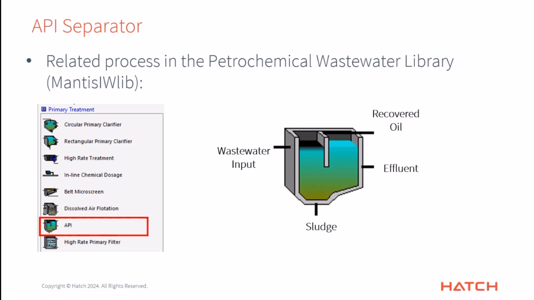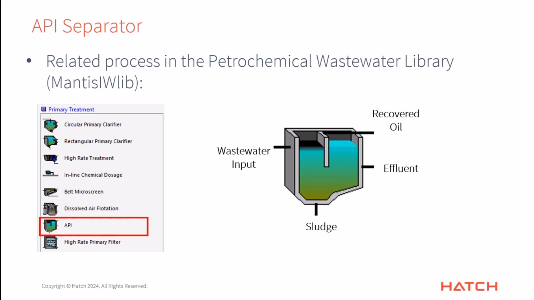And the API unit kind of works the same way. Now, there's no air being added. There's no dissolved air. It's basically doing phase separation in this case, and actually some solid separation as well. So the wastewater comes in, there's some solids being taken off the bottom. We are removing oil at the top here. So that's another connection point where the oil that we'll be modeling comes off. And then, of course, the effluent water that is being treated will come out that side as well.